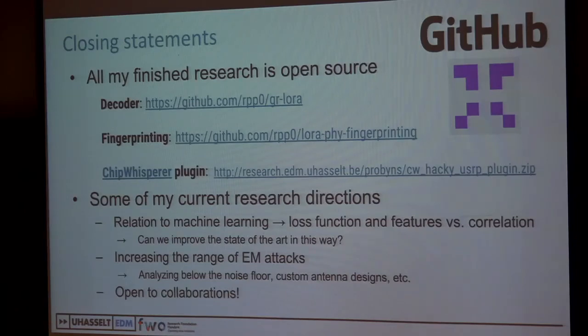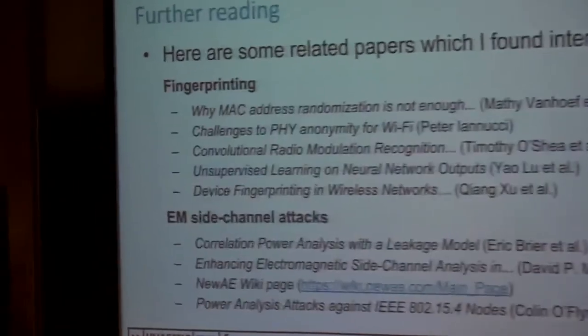Some of the ideas that I have for my current research directions are to use machine learning in order to create some kind of advantage. So maybe we can do some other things that might increase the correlation faster, for example, given fewer traces. Or maybe we can increase the range of these EM attacks to, for example, go through walls or something like that. If anyone wants to collaborate with me on that, feel free to contact me, and then we can maybe work something out.